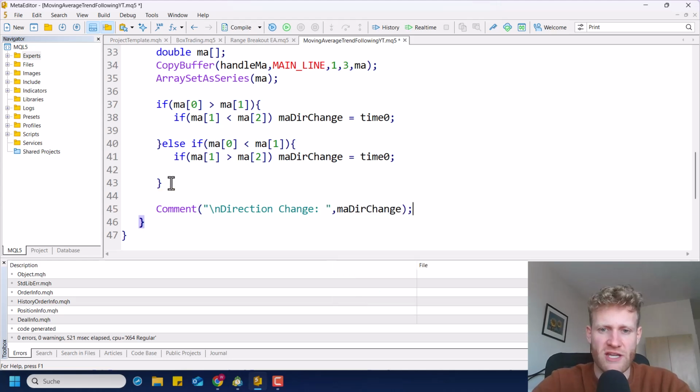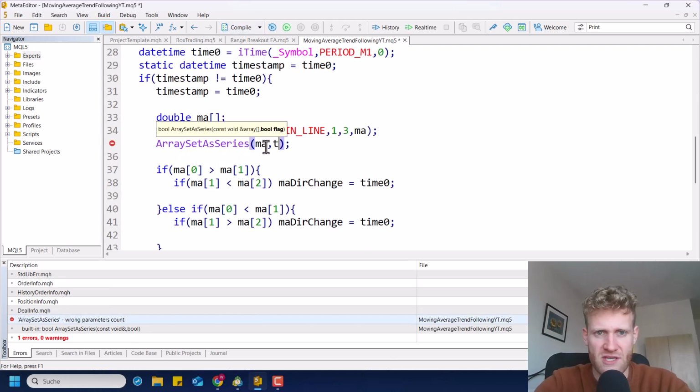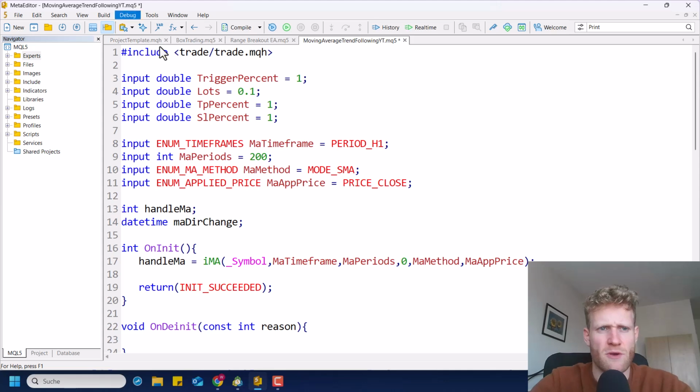MA direction change, so we always know when the last direction change was happening. Oh, of course, here we have to say ArraySetAsSeries true. Okay, so what we did here so far, let me repeat this real quick.